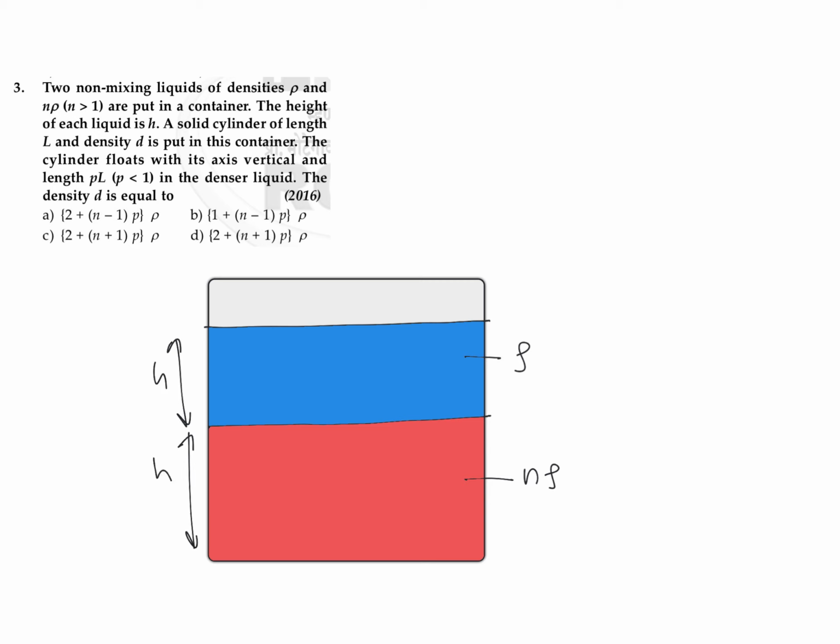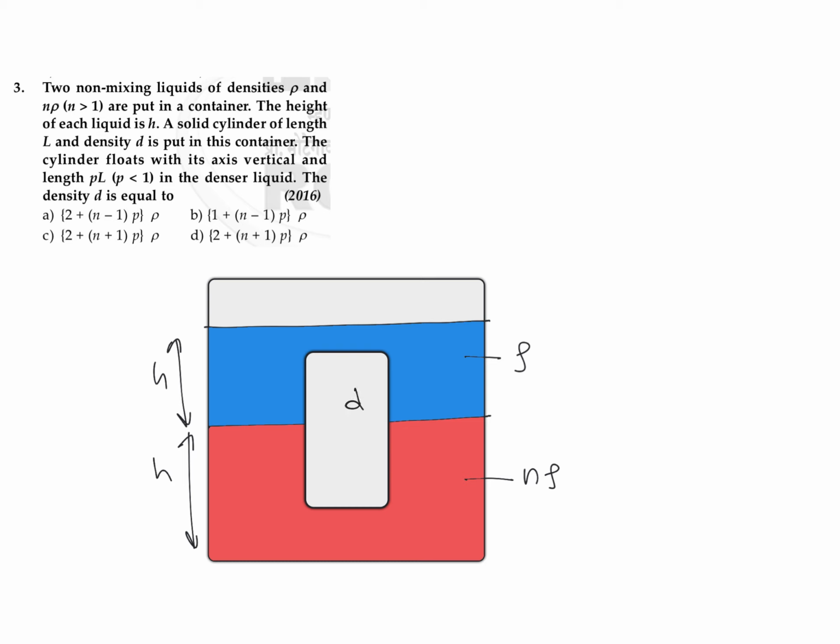A solid cylinder of length L and density D is put in this container. Now we are keeping a solid cylinder inside this. So assume that we have a solid cylinder, something like this, kept inside the liquid. Its length is given as L and its density is given as D.